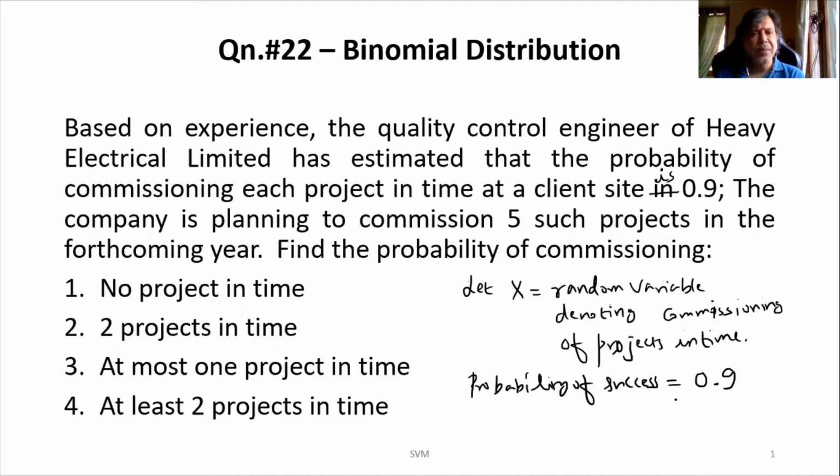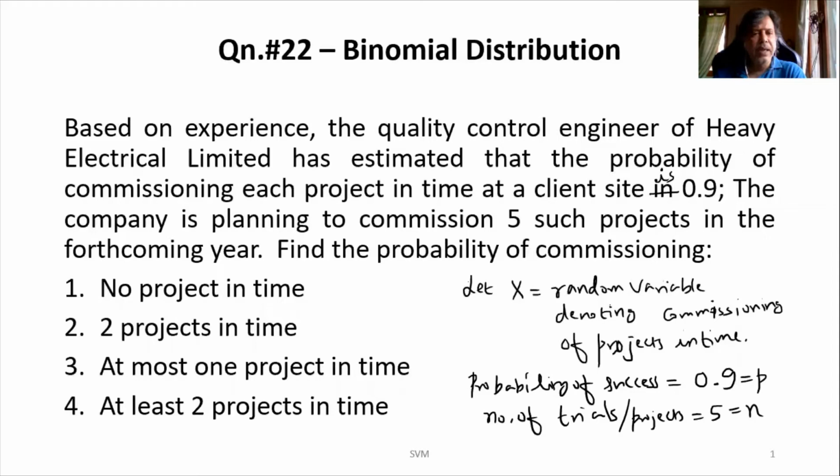Then the question further says the company is planning to commission 5 such projects in the forthcoming year. That means they are going to do commissioning of 5 new projects, which becomes the number of trials. So the number of projects, or number of trials, is 5. I can call the probability of success smaller p, and the number of trials smaller n. So we have the n value and the p value available. These are the 2 parameters of binomial distribution, n and p.